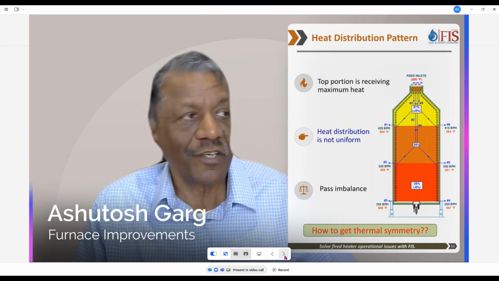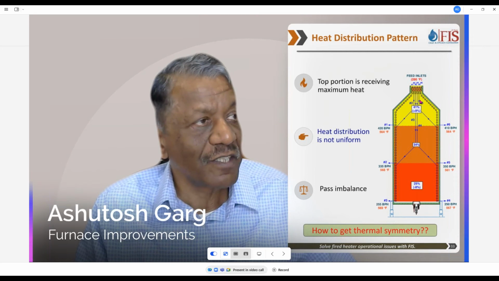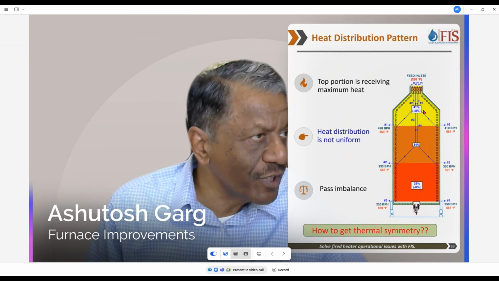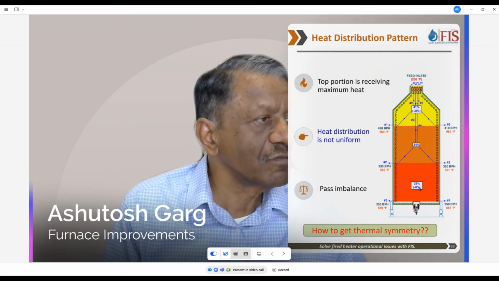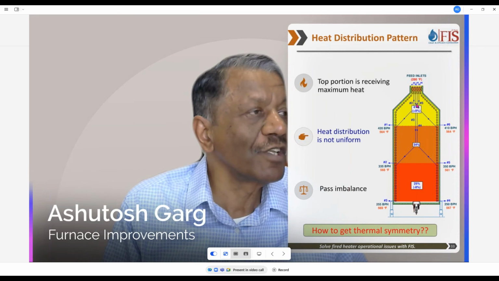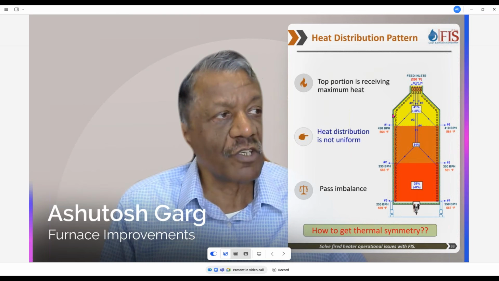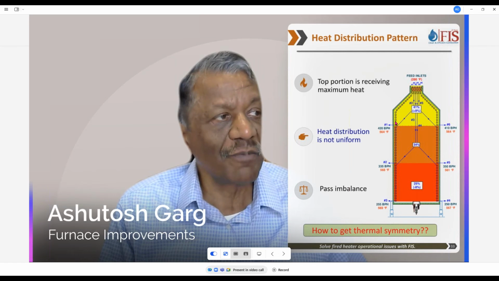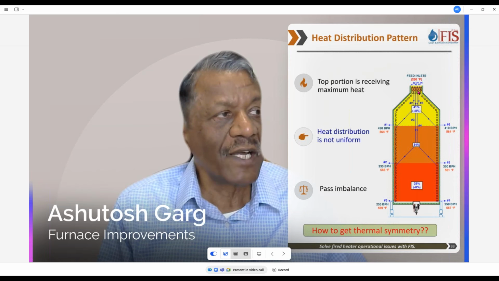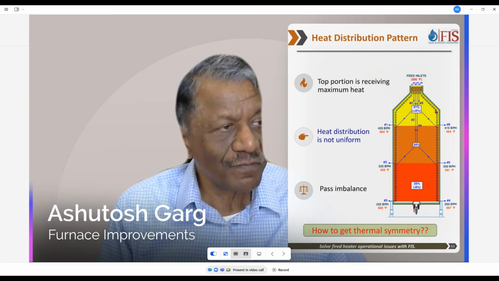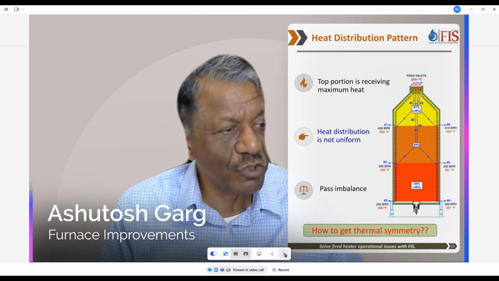This is a cabin heater, a crude heater cabin, and this section was receiving only 26%, and this was receiving more heat. This was receiving very high heat. This was average, and this was lowest. So the top arch was heavily loaded, like 41% of the heat was being received over here, and this section had high tube metal temperatures and hot tubes. So cabin heaters have an issue of thermal symmetry, how to achieve it.